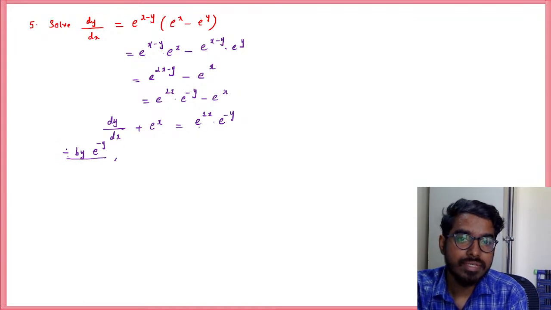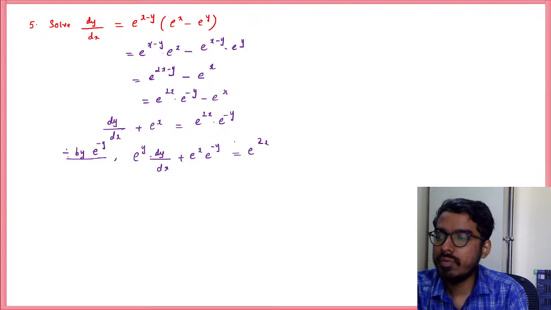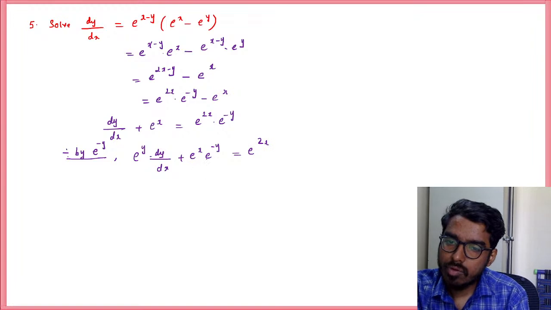But this is not Bernoulli's equation, but we can follow the same approach here. So divide by e power minus y. This will be e power y dy by dx plus e power x into e power minus y is equal to e power 2x.